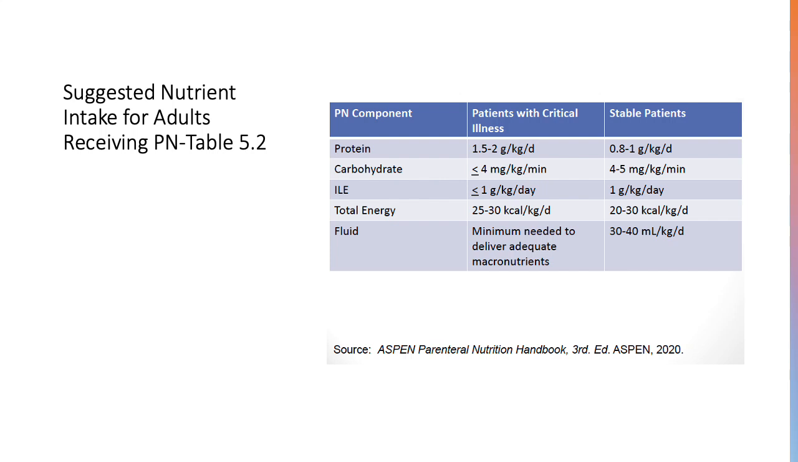This is a table of suggested nutrient intake for adults receiving PN. It's table 5.2, from your ASPEN Parenteral Nutrition Handbook. This is, of course, a starting point. Always use your clinical judgment.